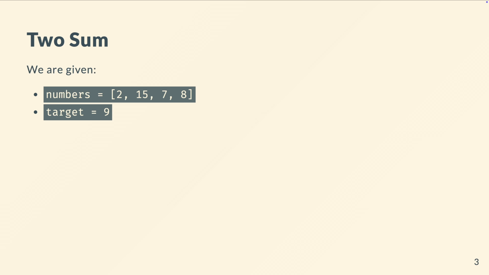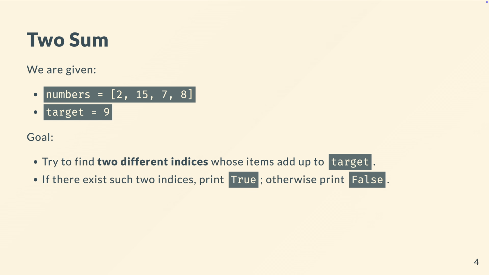Now let's formally define the twoSum problem. We are given a list called numbers. For example, it contains 2, 15, 7, 8. We are also given a target number such as 9. Here is the goal. Try to find 2 different indices whose items add up to target. An index means the position of an item in the list. 2 different indices means we cannot reuse the same position twice.